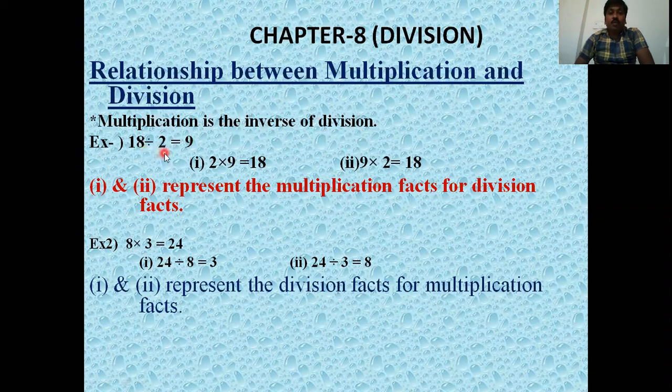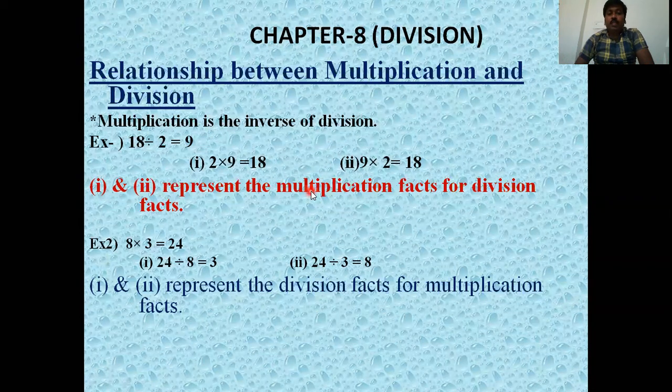18 divided by 2, we get 9. Now, when we multiply 2 and 9, we get 18. And 9 into 2, we get 18. Here we get 18 in both cases. This is the dividend. When we multiply divisor and the quotient, we get the dividend. In this way, we can say that multiplication is the inverse of the division. Inverse means opposite.